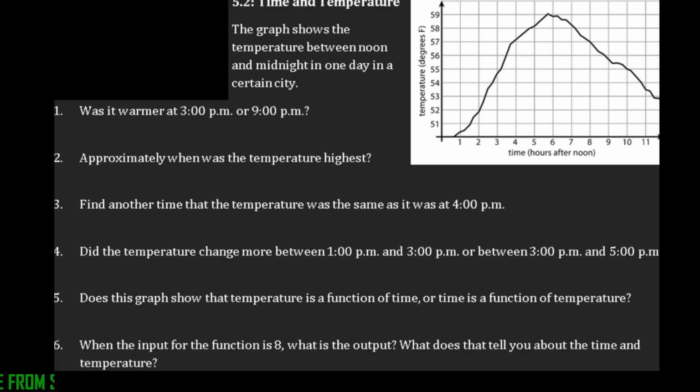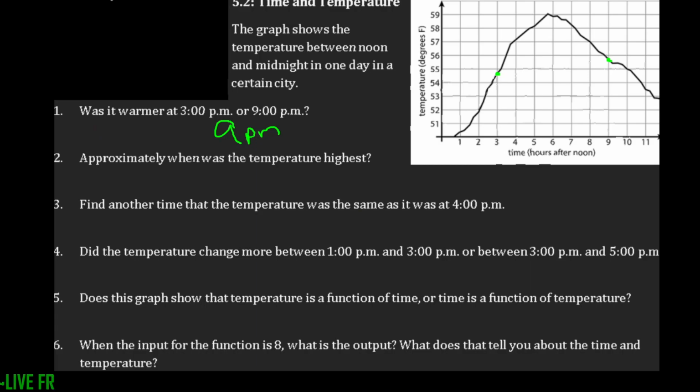So kind of graph this out. It says 3 p.m. Again, time is hours afternoon. So this is 1 p.m., 2 p.m., so on and so forth. So we can say, okay, here's my point 3 p.m. right here, and here's 9 p.m. up here. So we can say for this one that 9 p.m. is going to be the one that was warmer because the temperature was higher.